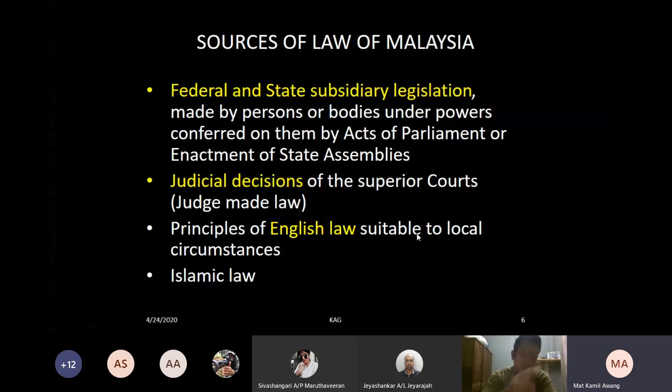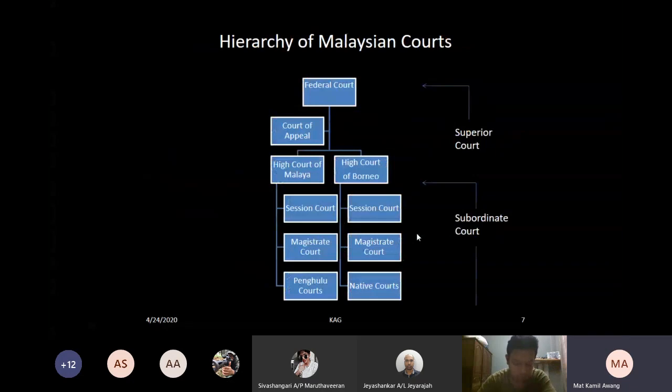This is the hierarchy of the Malaysian courts. The highest one, you have the Federal Court. Then below it, you have the Court of Appeal. Then the courts are divided into two: High Court of Malaya and High Court of Borneo. And under that, you have the Session Court, Magistrate Court, and the Penghulu Courts or Native Courts. The Federal Court and the Court of Appeal are called Superior Courts. Okay, any questions so far?